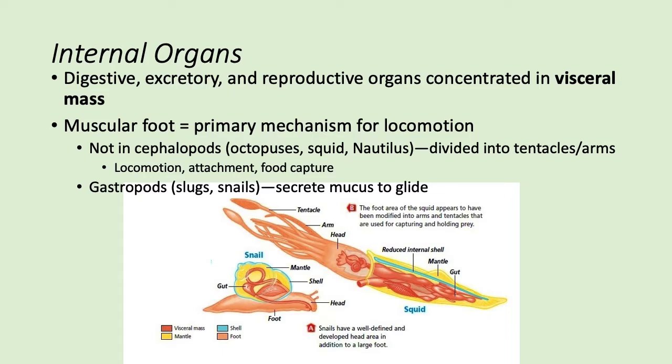Primary mechanism for movement is a muscular foot. However, in cephalopods, that muscular foot has been divided into either tentacles or arms, which are used for locomotion, but also attachment or even food capturing of their prey. Gastropods, in order to use their muscular foot on terrestrial land, tend to secrete mucus and then glide and push themselves on this mucus.